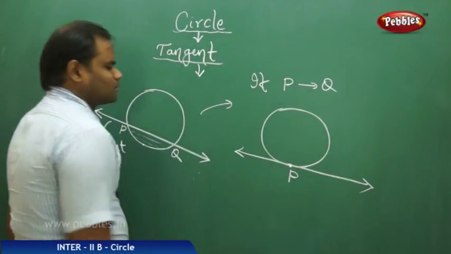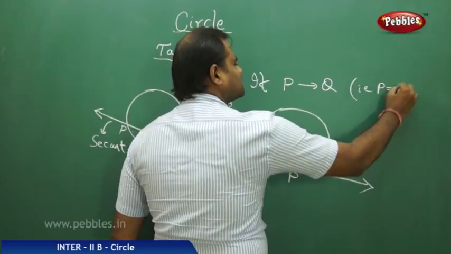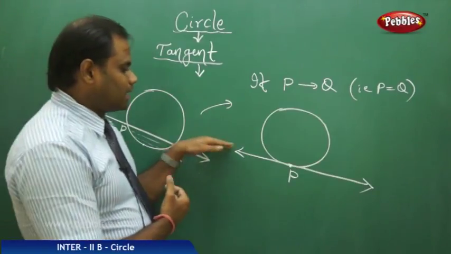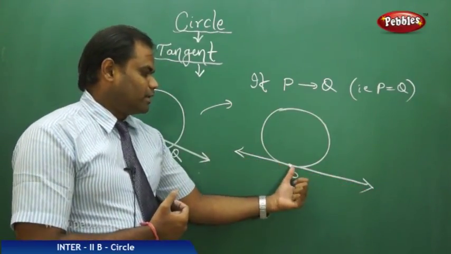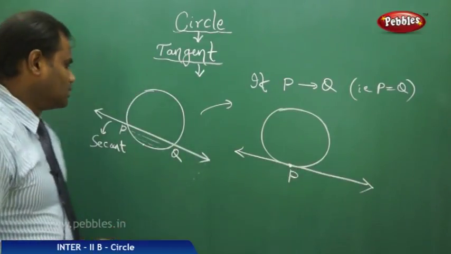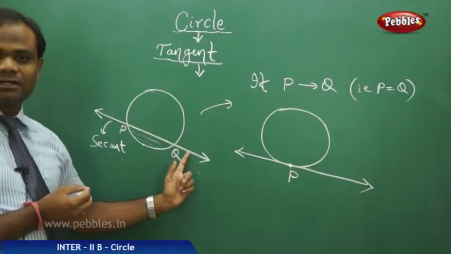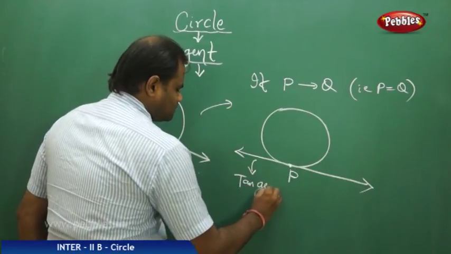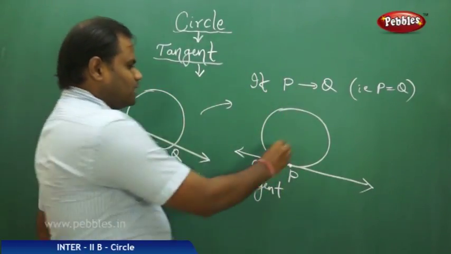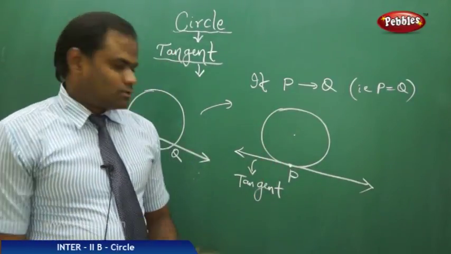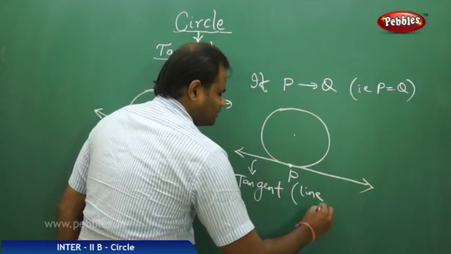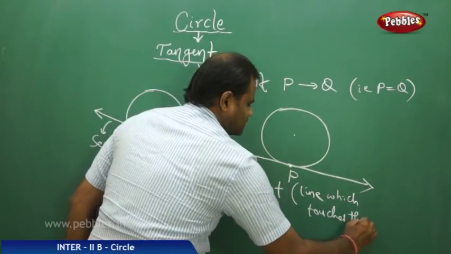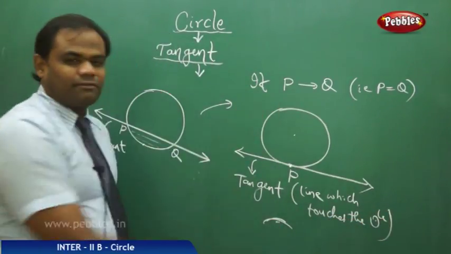at only one point, because here P becomes equal to Q, and therefore this reduces to one unique point where the line touches the circle. So in this case, I get a secant when a line cuts the circle, but when a line touches the circle, I get a tangent. So we can define the tangent to be a line which touches the circle.